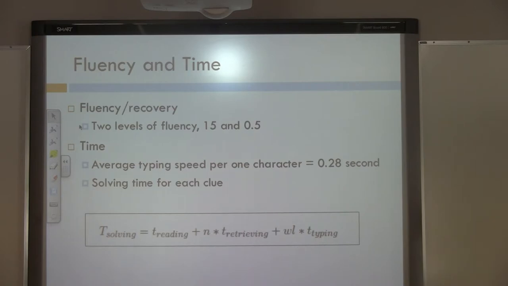And we have to estimate the solving time for each clue. So we came up with this equation: the solving time for each clue is equal to the reading time, plus n, the number of candidate answers that the model generates before it gets the first one that fits the pattern, multiplied by the retrieval time, plus the word length multiplied by the typing time. So we get the solving time for each clue.